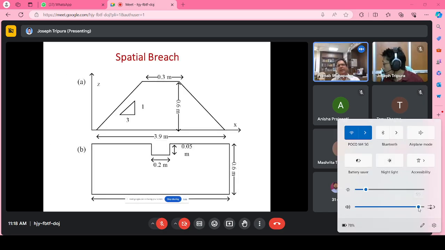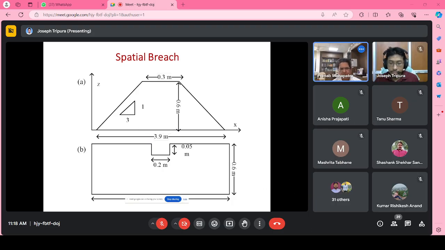Similarly, this is a spatial breach. You remember in the beginning I showed you two figures. One was on the bottom, a spatial breach, in which you see the figure below in B. So we create a pilot channel. We call it a pilot channel. This is built purposefully on the top of the dam. Why? So that water is guided only to pass through this opening.